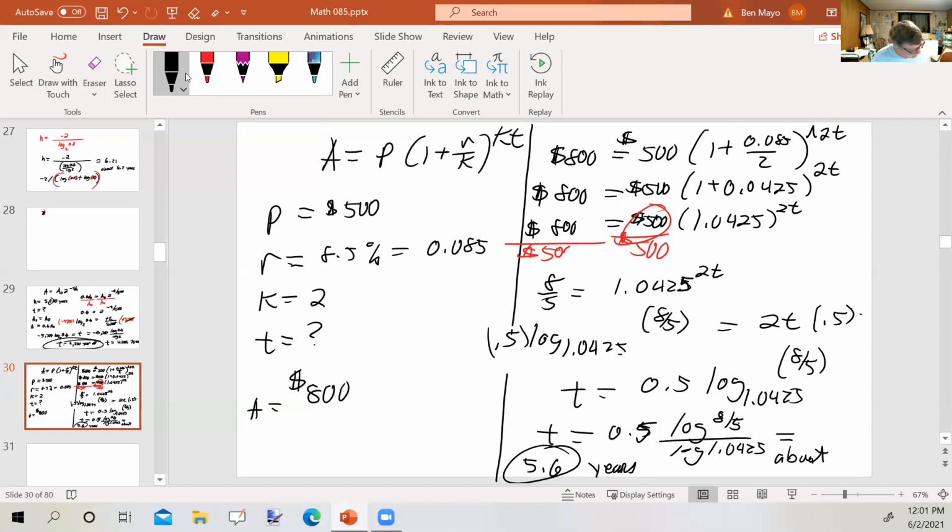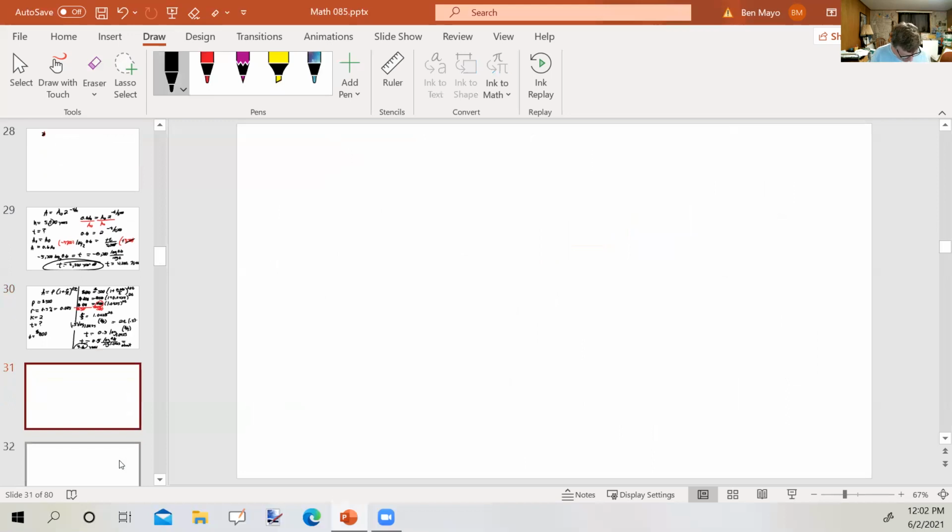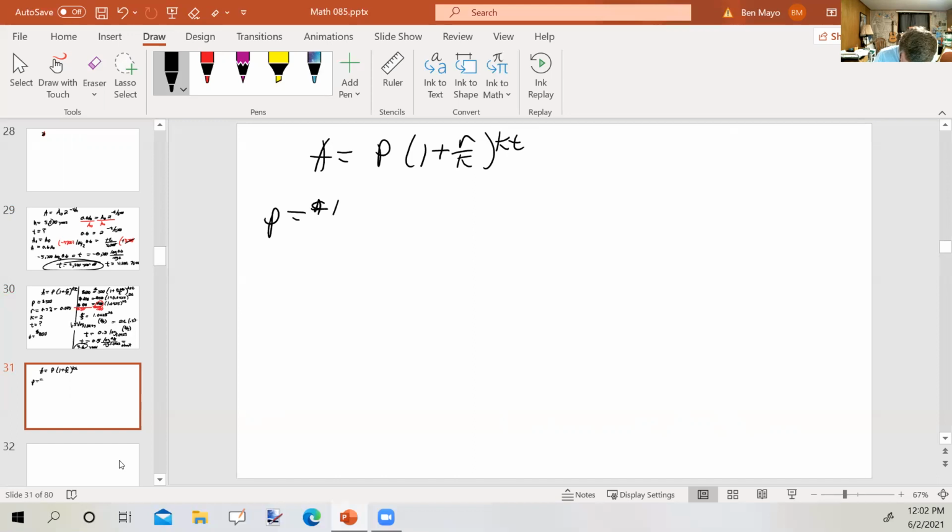Let's see here. We've got some time. Let's do another one. Another compound interest problem. If $1,300 is deposited in a savings account paying 9% interest compounded quarterly. So again, we're going to use this formula. And we've got $1,300 paying 9%, compounded 4 times a year, quarterly.